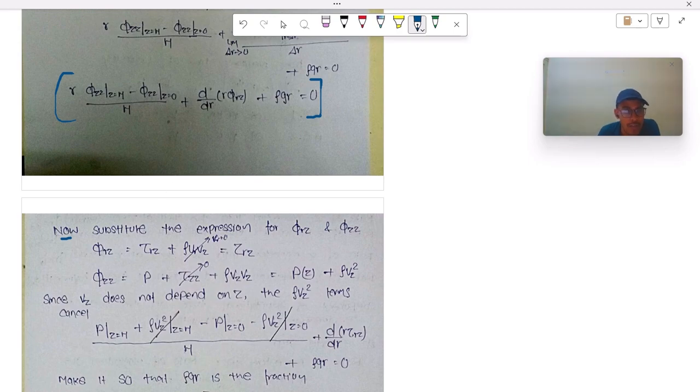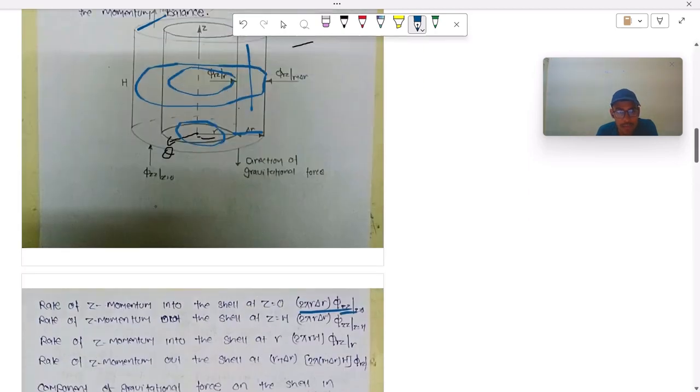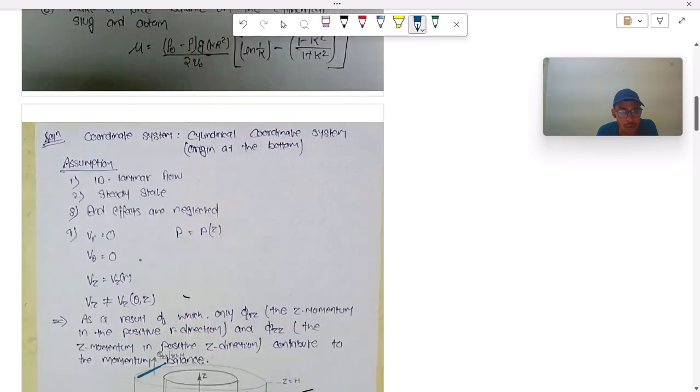For that we need phi rz and phi zz, and we know that phi zz is given by pressure force plus convective flux plus molecular flux. Pressure force is basically a function of z only. Here we have mentioned it: pressure is a function of z only.